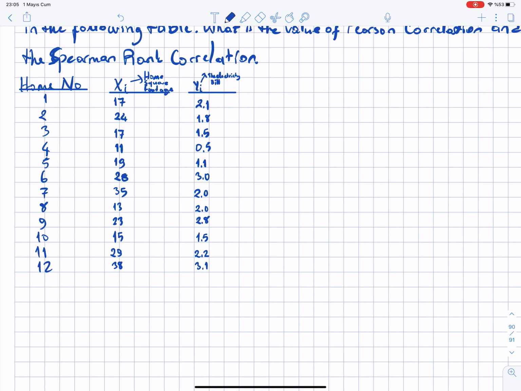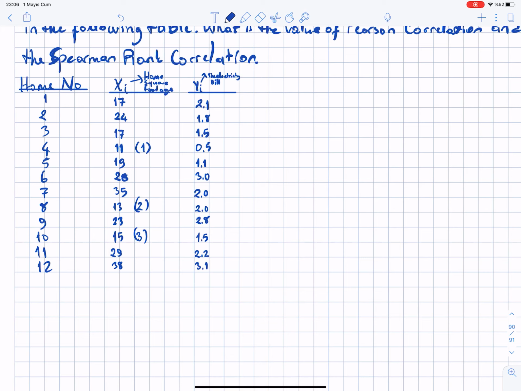If you try to have the ranking, the smallest value will get number 1 for Xi. So in this case, 11 is the smallest value, I'm ranking as 1. The second smallest value is 13, so this is going to be 2. And number 3 is 15, the third smallest value.